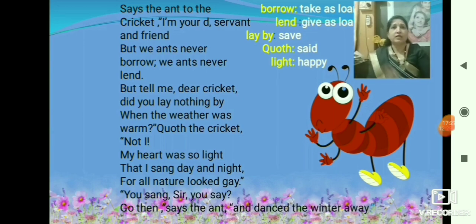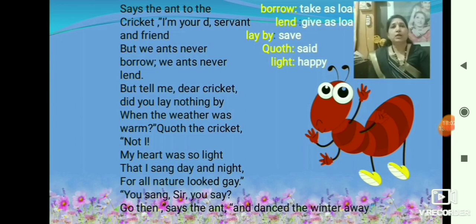But we ants never borrow, we ants never lend. In this situation, that is our rule, our principle. This is the ants' principle: ants never borrow and ants never lend. Borrow means they never take any kind of loan or any kind of things from others, and they never lend, meaning they never give to others.